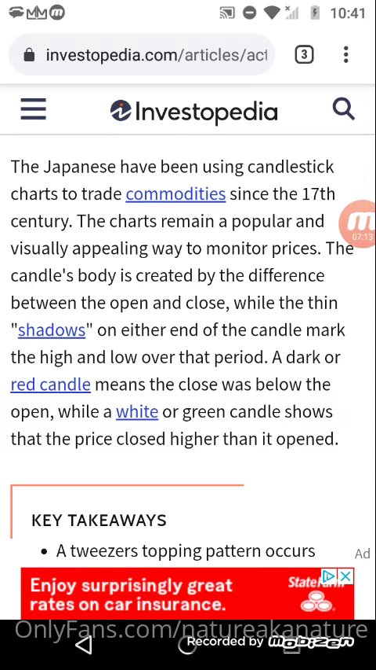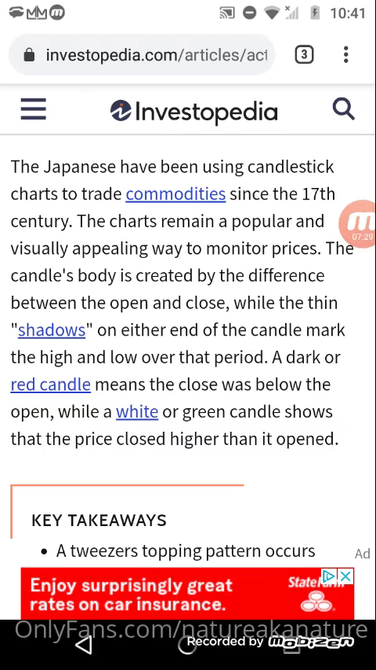So on pullbacks, we're going to explain pullbacks again. Pullbacks are important. They are an indication of a shift in trend and direction.